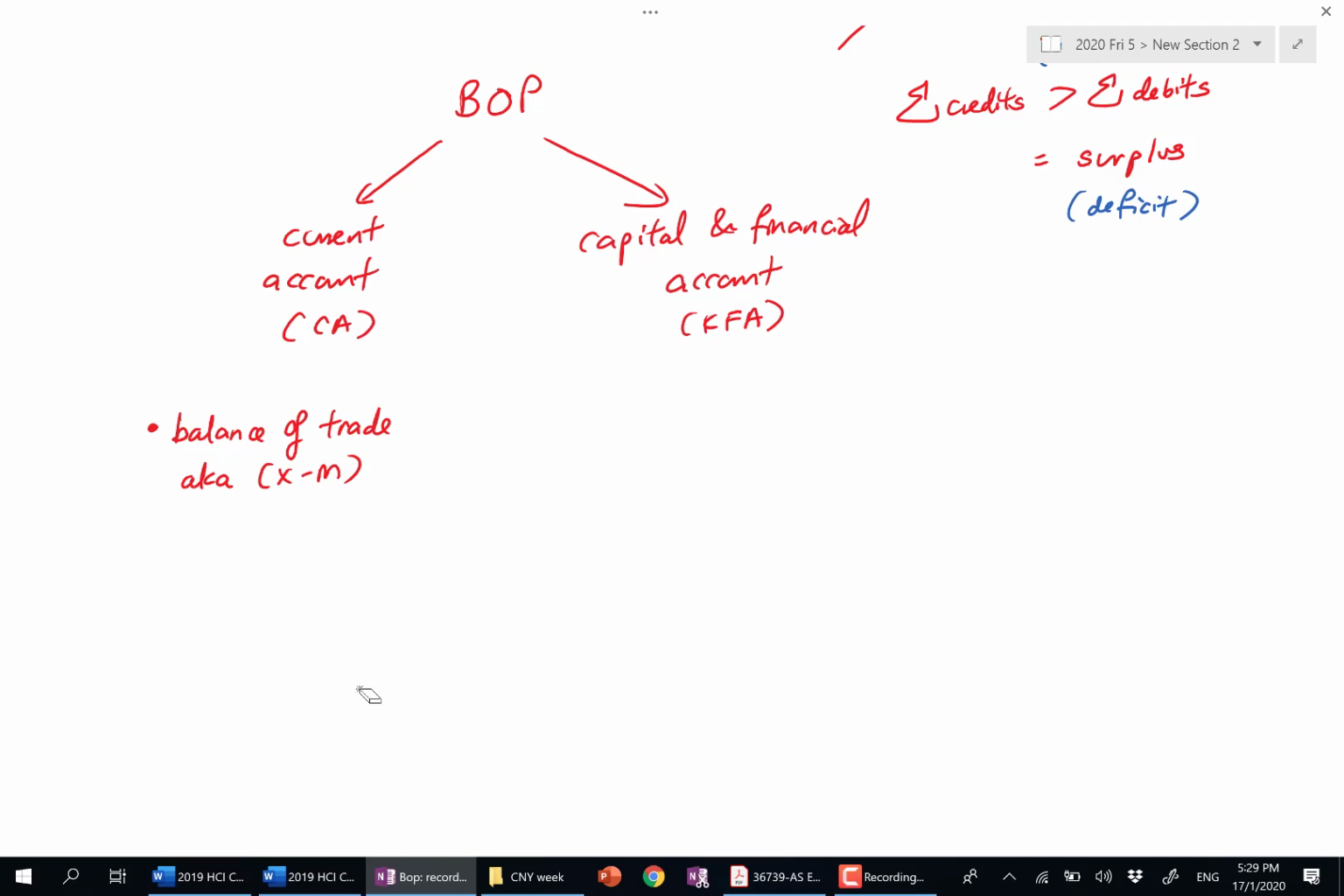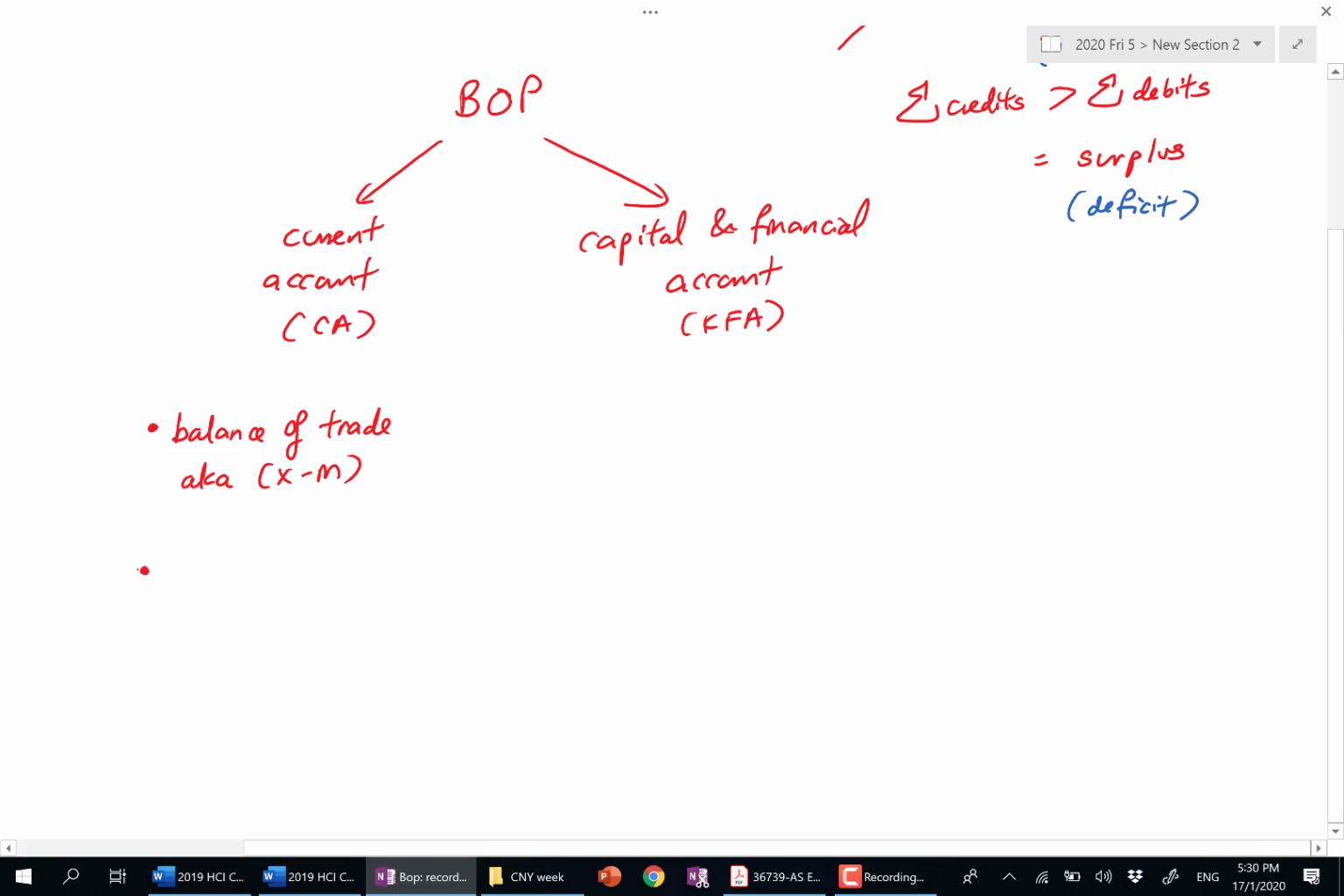In the notes, you will further see that they split this into visibles and invisibles. Then some people are thinking, wow, what are we talking about, ghost? No, invisibles just means services. Visibles means goods. And we always say goods and services. You can see how detailed they are when the WTO tracks these things. But don't worry about this.